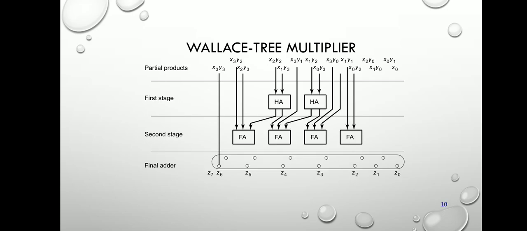The main thing is that higher speed and lower power consumption appear with reduced silicon area. Here you can see the stages, that is partial products, first stage, second stage and final adder. First, if we give the half adder, it produces the partial output, and finally it is added in the result.